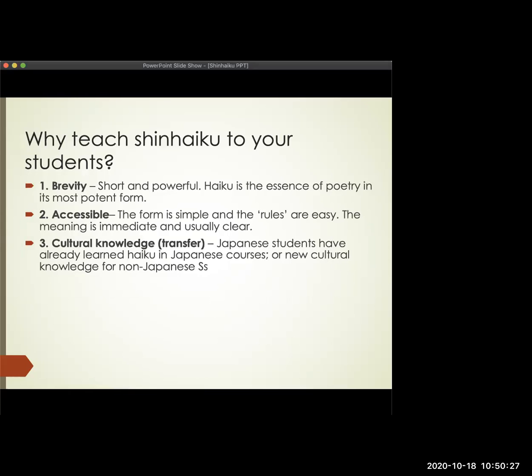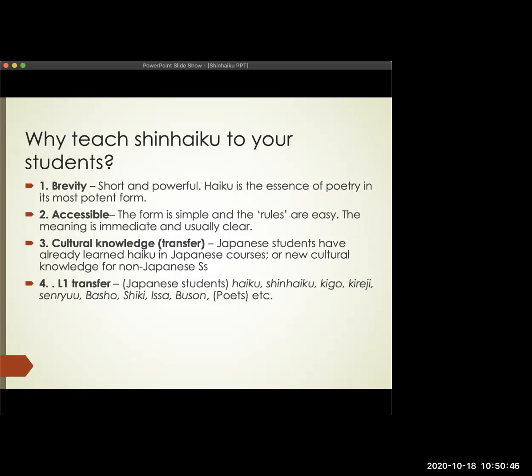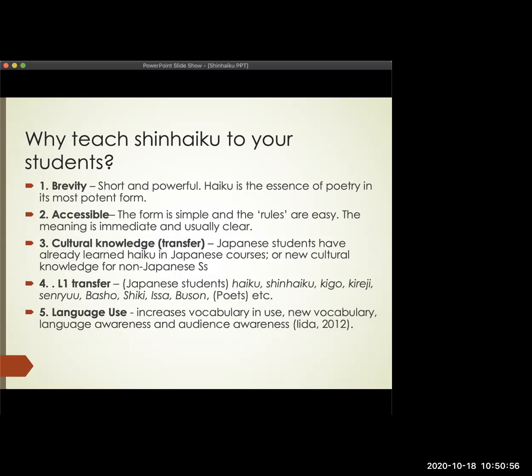In Japan, it's great because students already understand haiku. They understand the form. They understand why you would write a haiku. There's a lot of cultural knowledge transfer, and of course, L1 transfer from your Japanese students. They know the words haiku, shinhaiku, kigo, kireji, senryu. They're also familiar with poets such as Basho, Shiki, Issa, Buson. So there's a lot of work already done for you if you bring this into your classroom.